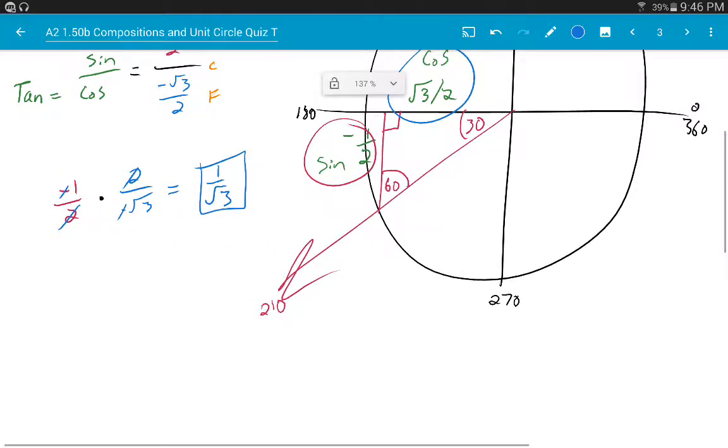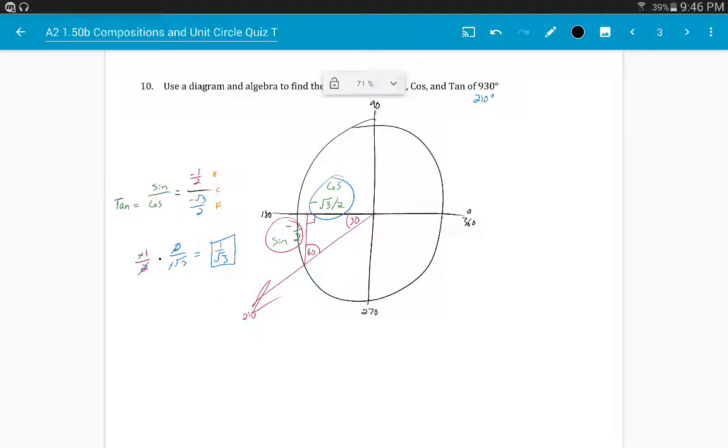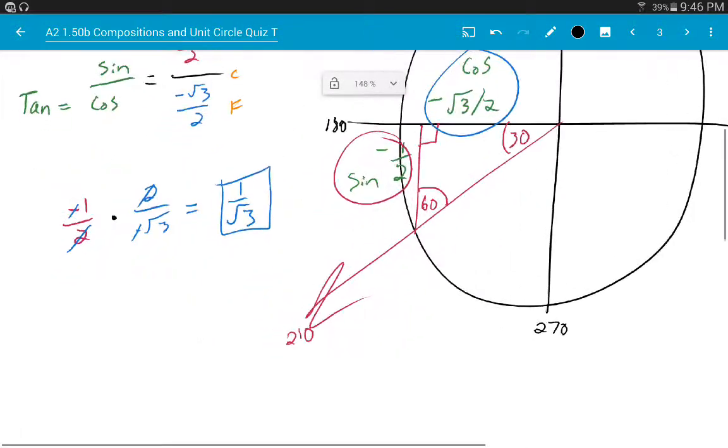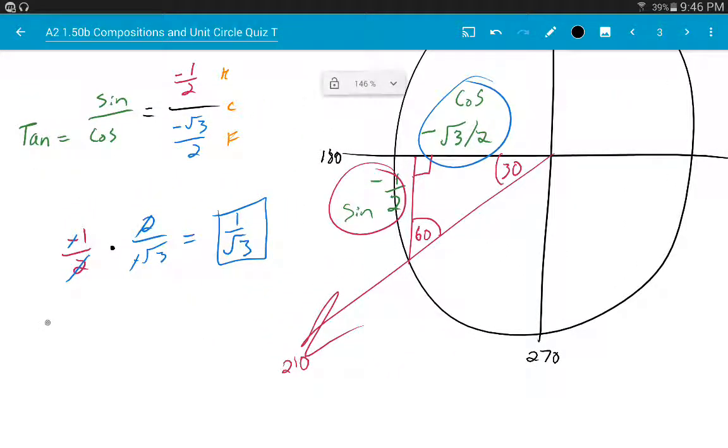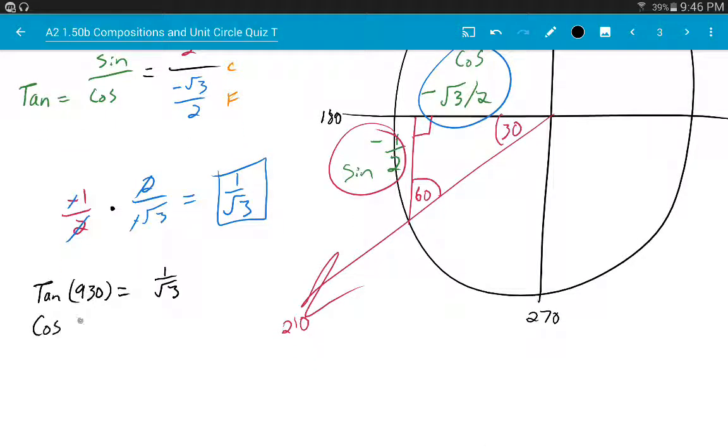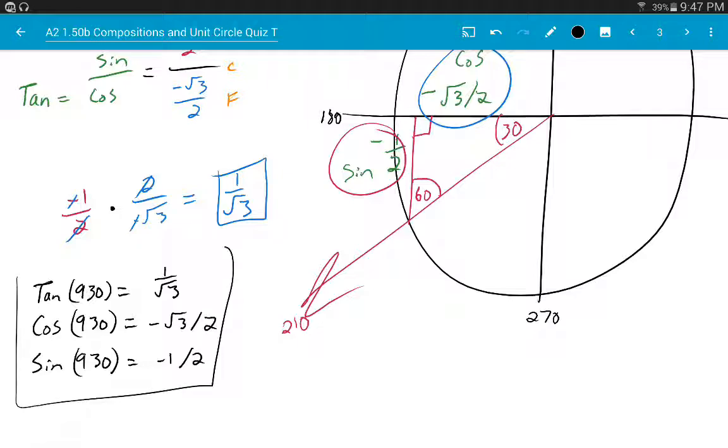So we should write all our answers with respect to the original angle, just to be perfectly correct, 930 degrees. So I would say that in any order, tangent of 930 is equal to 1 over rad 3. I would say that cosine of 930 is equal to negative radical 3 over 2, and I would say that sine of 930 is equal to -1/2. That'd be my full answer.